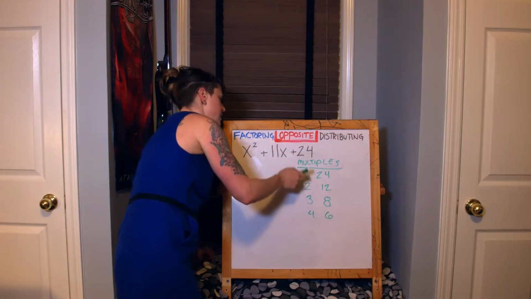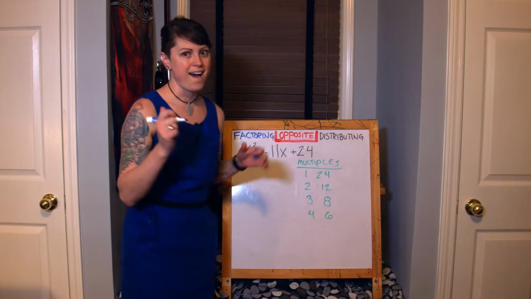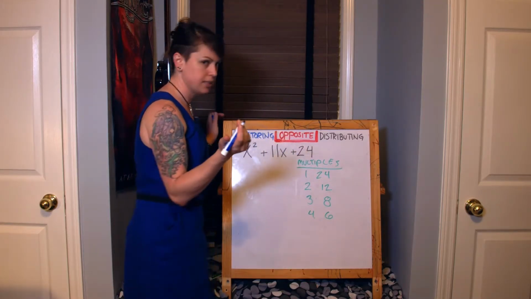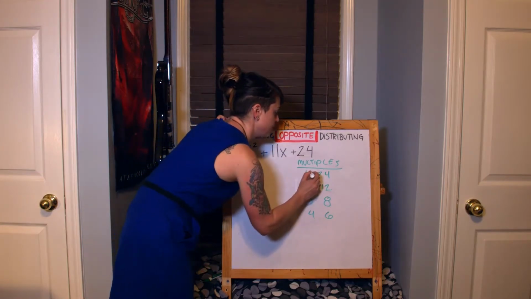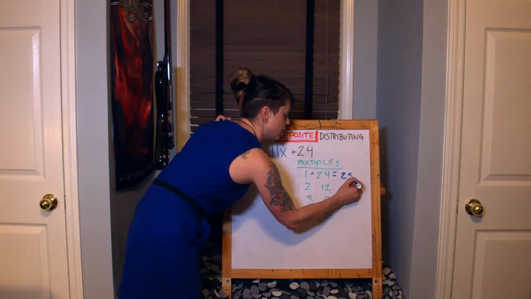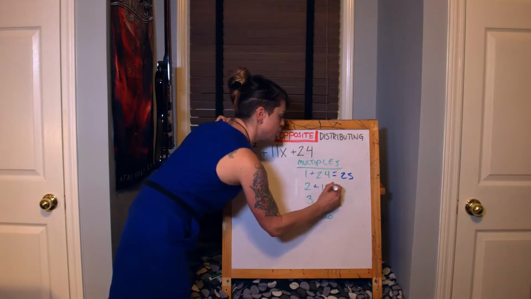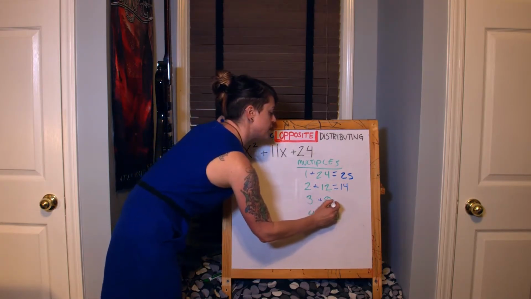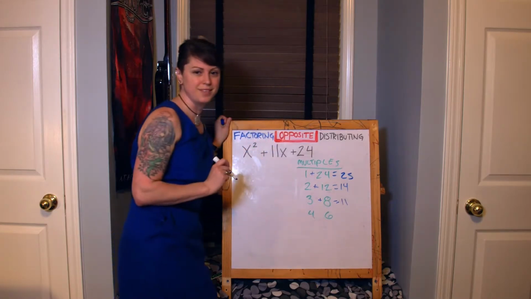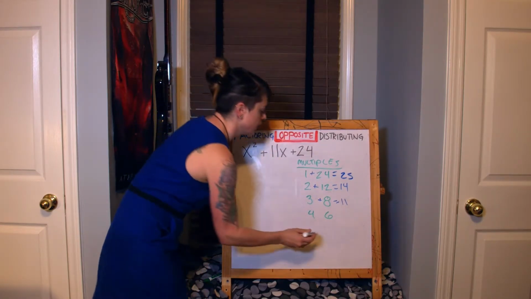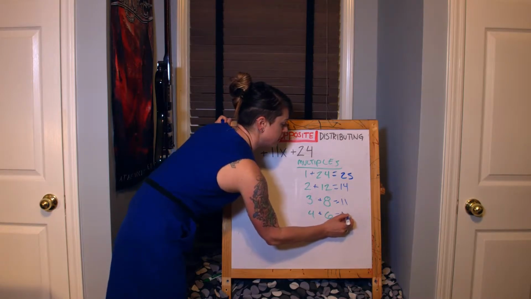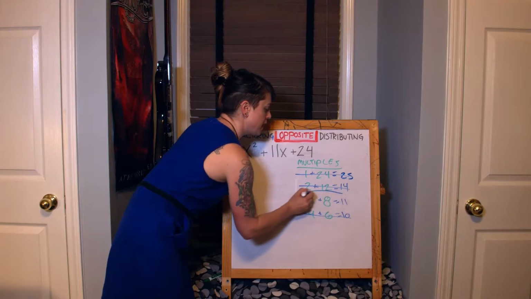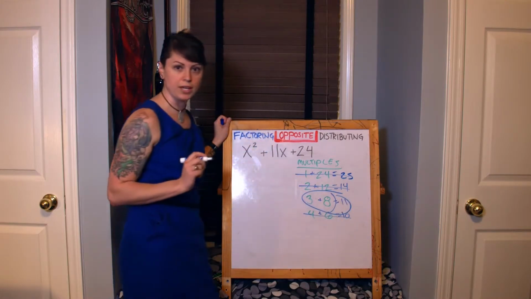Well, now that I know that these multiply to get 24, I also have to find which pair will add to get 11. So let's just see what happens once I add them. 1 plus 24, 25. That's not going to work. 2 plus 12, 14. Close. Not quite. 3 plus 8. Aha! I found it. And just to make sure, if I did 4 plus 6, that would be 10. None of these are going to work. Our magic pair here is 3 and 8.